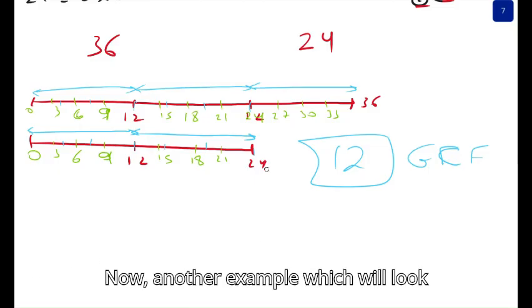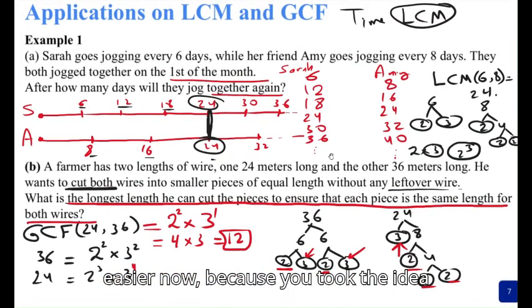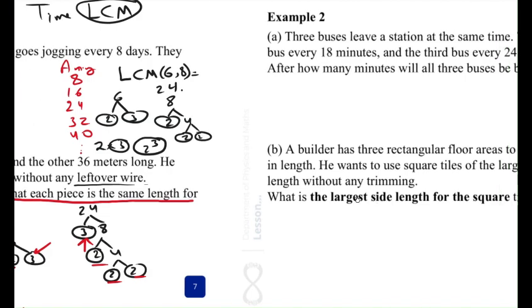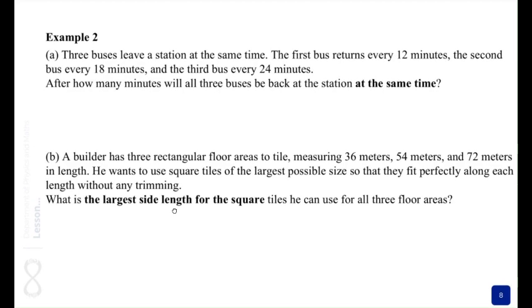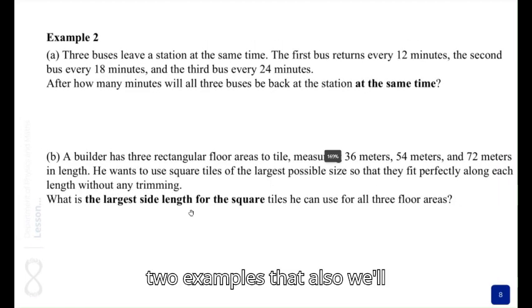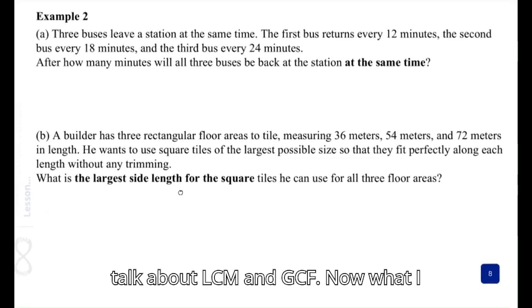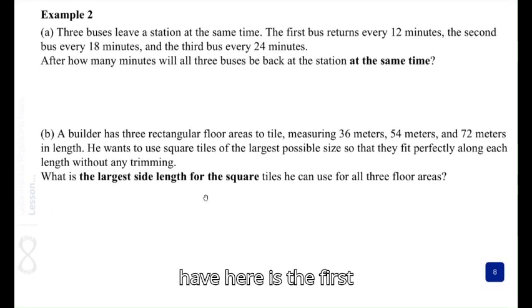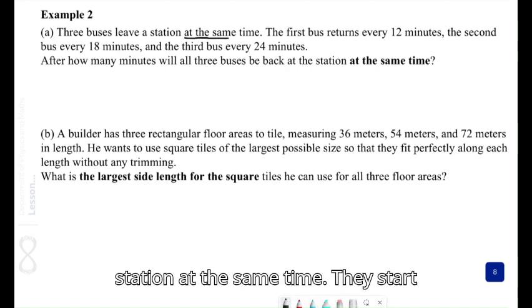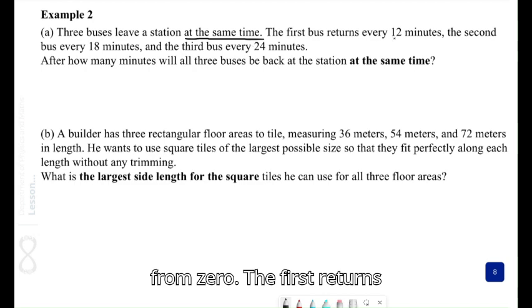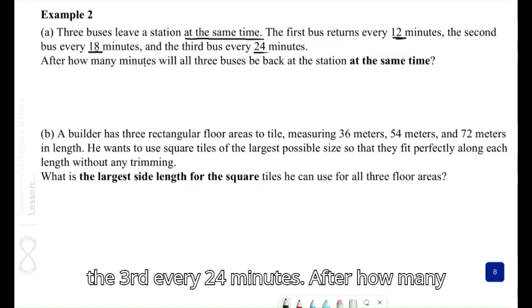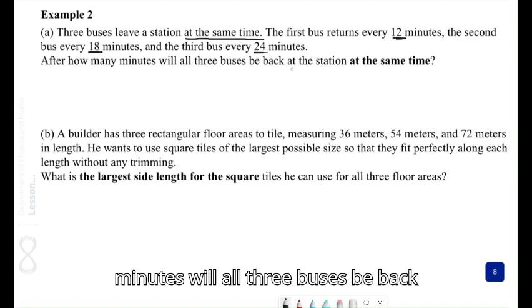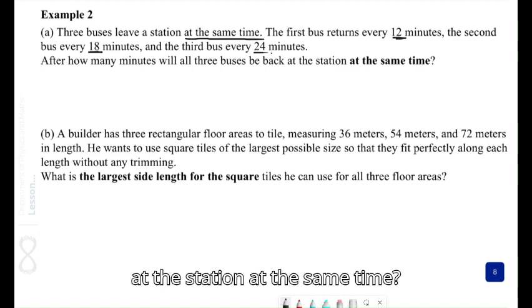Now, another example which will look easier now because you took the idea about time and cutting. I look at this example and I see that I have two examples that also will talk about LCM and the GCF. What I have here is the first part: three buses leave a station at the same time. They start from zero. The first returns every 12 minutes, the second every 18, and the third every 24 minutes. After how many minutes will all three buses be back at the station at the same time?